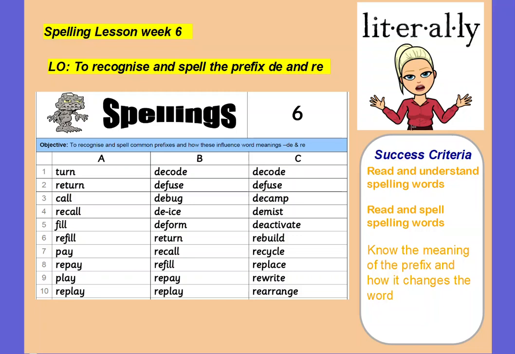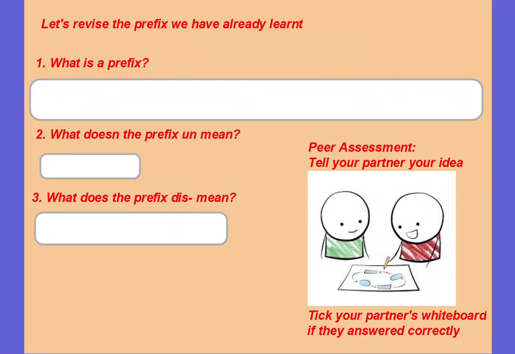You need your whiteboard and your pen today, so I hope you have those with you. Okay, let's start with some peer assessment partner talk. First of all, I want you to tell your partner these three things. You can whisper in your partner's ear and then your partner can whisper in your ear. The first one, what is a prefix? What do you think a prefix is? Tell your partner quickly.